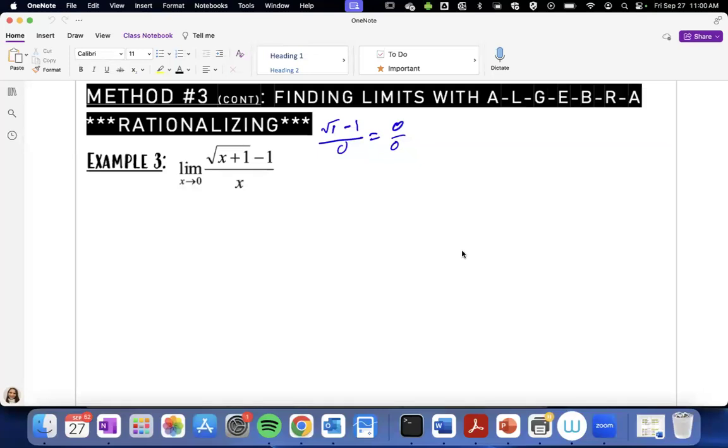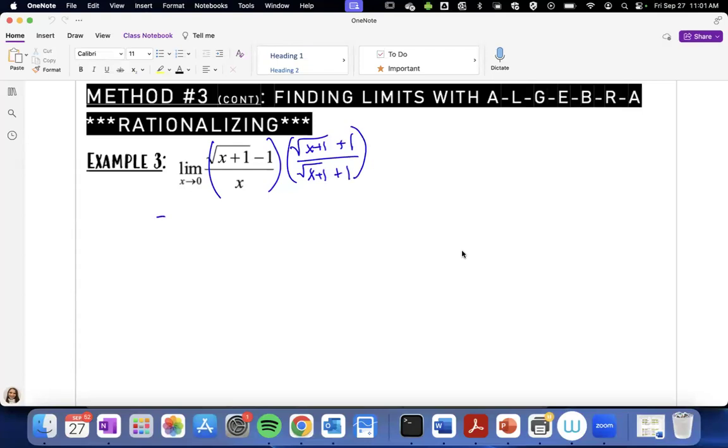Do you guys know how we'll start? What would I multiply by to change this? You did this on your quiz. Yes, we rationalize the numerator. We multiply by whatever makes it a difference of squares. So we're going to multiply by square root x plus 1 plus 1. Plus 1 makes it the difference of squares because it's a minus 1. All over root x plus 1 plus 1.